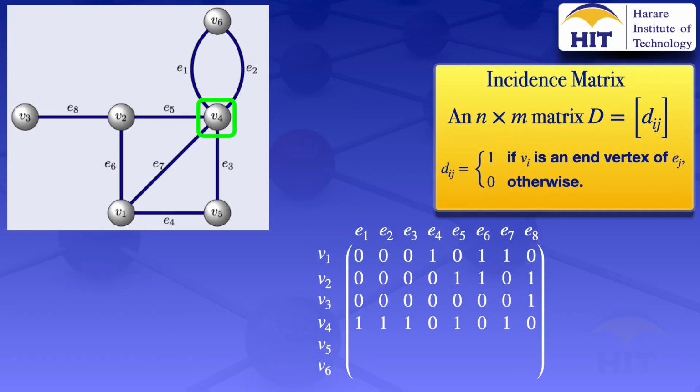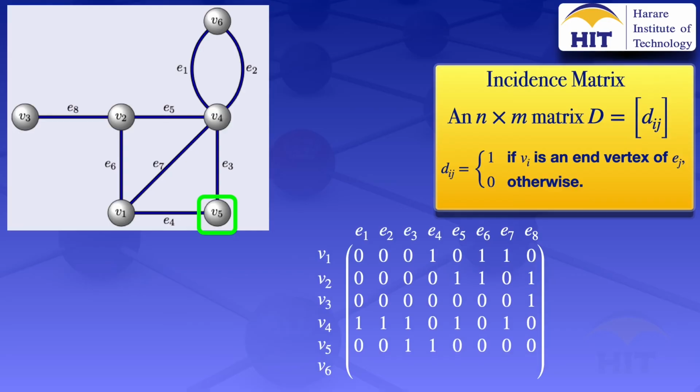We now move on to the fifth row. We are looking at vertex V5. On the graph there, we see vertex V5 is the end vertex of edges E3 and E4. And by that definition, our matrix would have 1s where we have E3 and E4. I put those 1s there. Then the definition says 0 otherwise, so all the other elements, I'll put them as 0s. And we are done with row number 5.